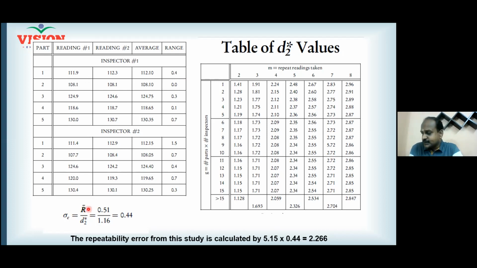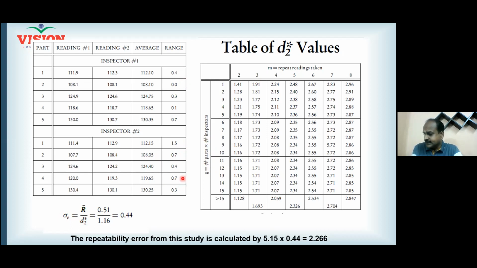Once R bar is understood, you must find a statistical constant D2 so that you will be able to estimate the standard deviation. This is the estimated standard deviation. Look here, there is a table available for the D2 value. Number of parts is 5, number of inspectors is 2. 5 into 2 is 10. This is what is reflected in your 10 ranges.